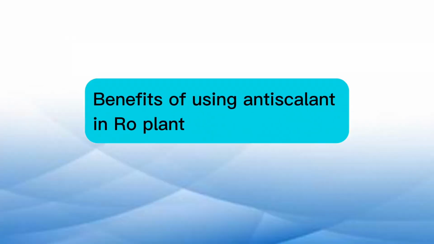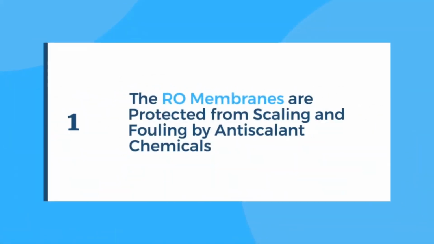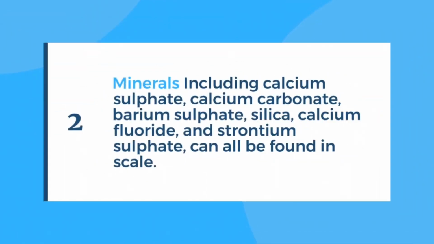Benefits of RO antiscalants. The following are the principal advantages of using antiscalant in your RO plants. 1. The RO membranes are protected from scaling and fouling by antiscalant chemicals. 2. Minerals including calcium sulfate, calcium carbonate, barium sulfate, silica, calcium fluoride, and strontium sulfate can all be found in scale. To remove calcium carbonate, other mineral fouling, and sulfate precipitates, antiscalant should be dosed before the RO membranes.